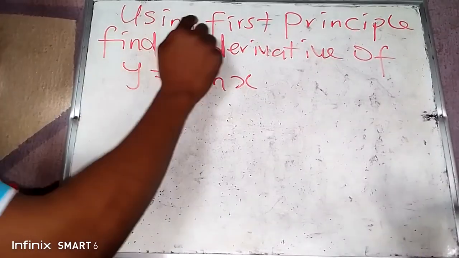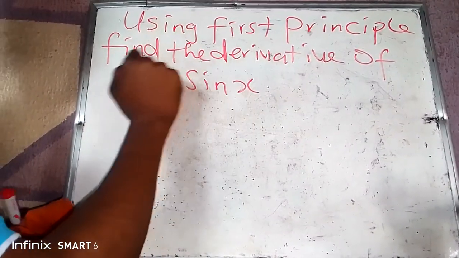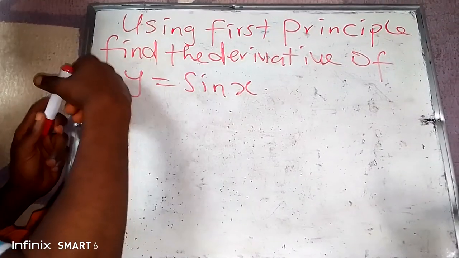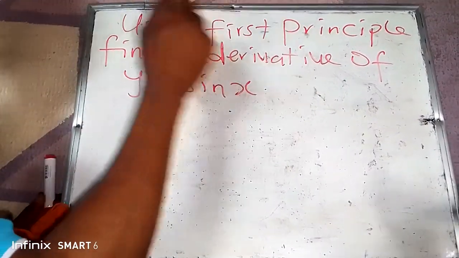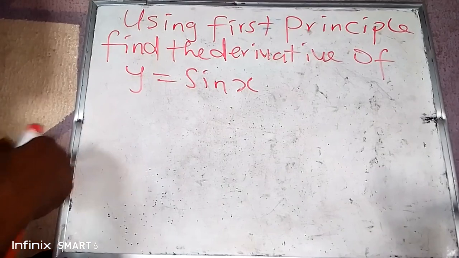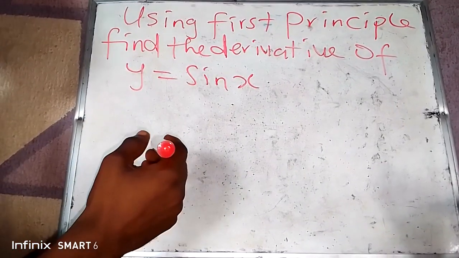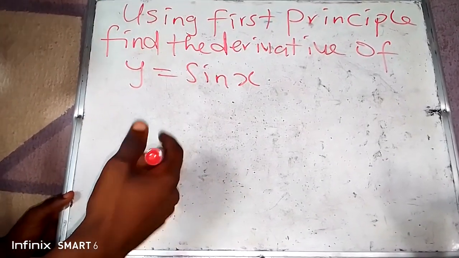Now, using first principle, find the derivative of y equals sin x. We want to prove that the derivative of sin x equals cos x using first principle. The first thing to do is that in calculus, when you are using first principle, that means there is a change of length.